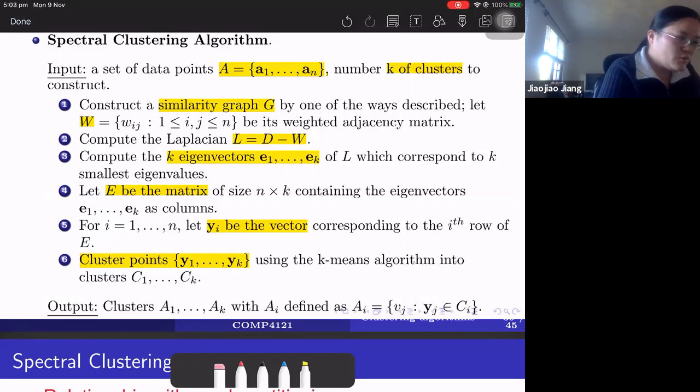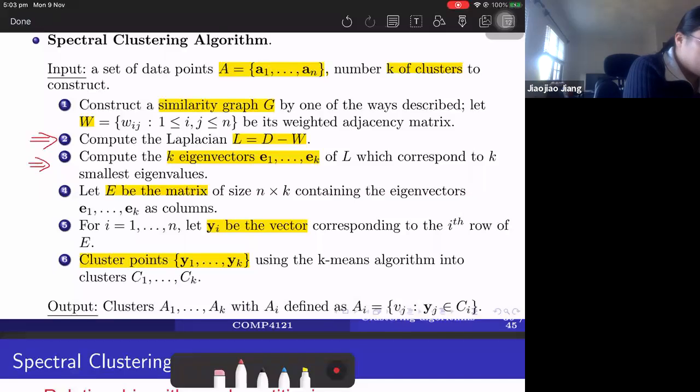After we construct the similarity graph, we can compute the Laplacian matrix L. L is D minus W. And then by using any software which can calculate eigenvectors and eigenvalues, we can get the k eigenvectors corresponding to the k smallest eigenvalues. It doesn't have to be eigenvalue 0, but we choose the k smallest eigenvalues, and k is given in the input.